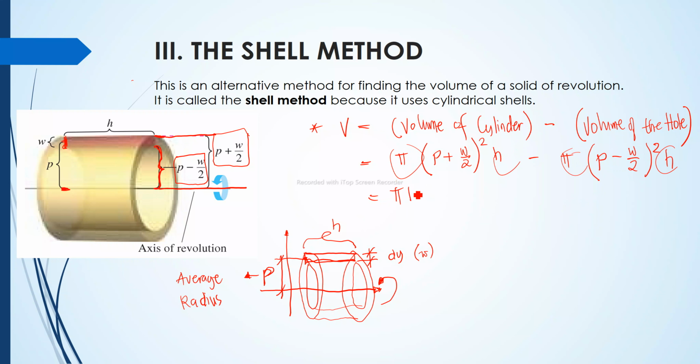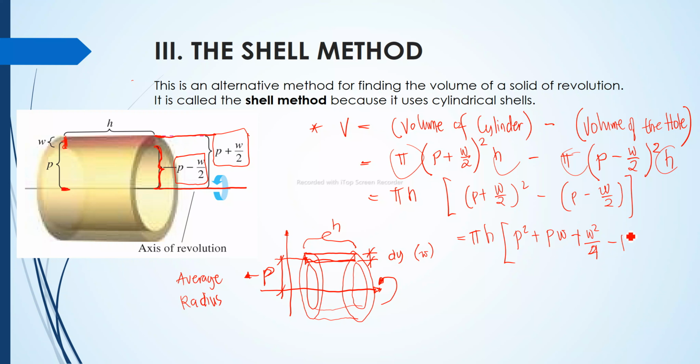Then we will have pi h times p plus width over 2 squared, minus the average radius minus 1/2 of the thickness of our representative rectangle. Then we will have pi times h integral of p squared. We'll just distribute that one, plus p omega, the average radius times the thickness, plus w squared over 4 minus p squared plus pw minus w squared over 4.